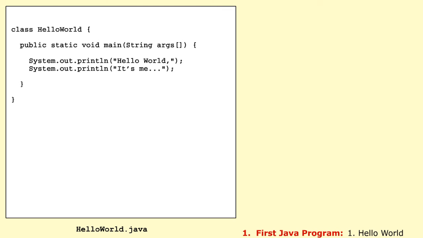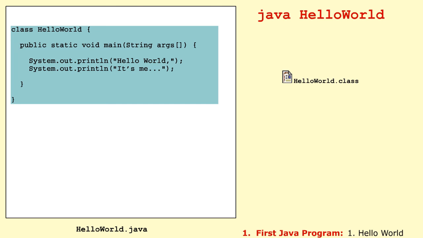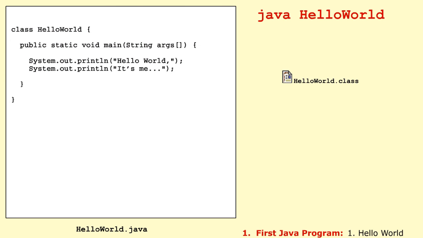Let's walk through our code. When we type Java HelloWorld, the Java runtime first looks for the .class file named helloworld.class and locates the HelloWorld class inside the file. It then finds the main method inside that class and runs the commands or statements in main, one after another.